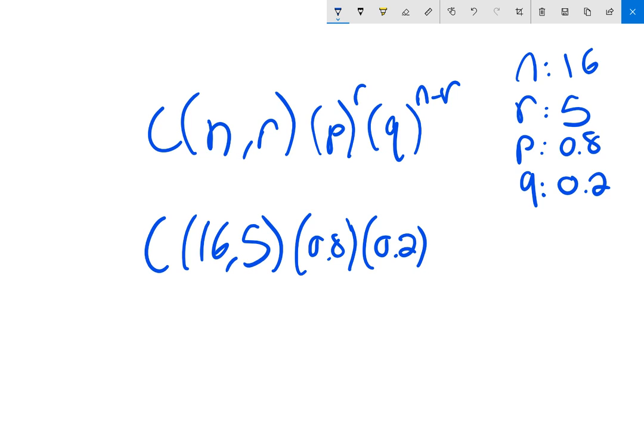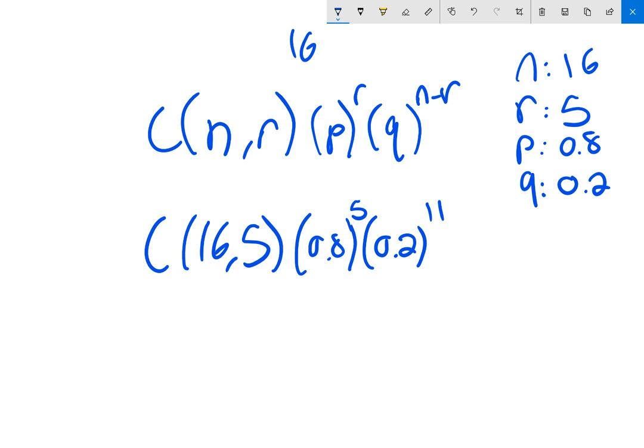Now remember the exponents. r is the exponent for p, which is just 5. And n minus r is the exponent for q. So n is 16, r is 5, so 16 minus 5 is 11. What the exponents mean is, if you're doing it 16 times and you're looking for 5 successes, then 5 goes with the success probability, and if you succeed 5 times, then you fail 11 times. So 5 is how many times you succeed, 11 is how many times you fail. That's why 5 goes with the probability of success and 11 goes with the probability of failure. That's kind of the way I think of it.